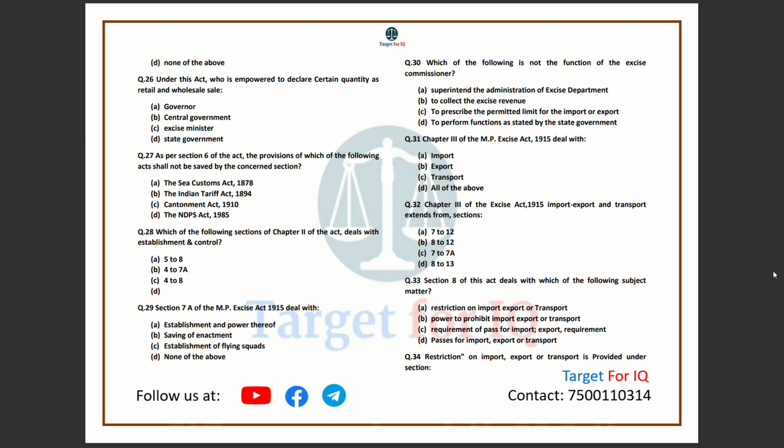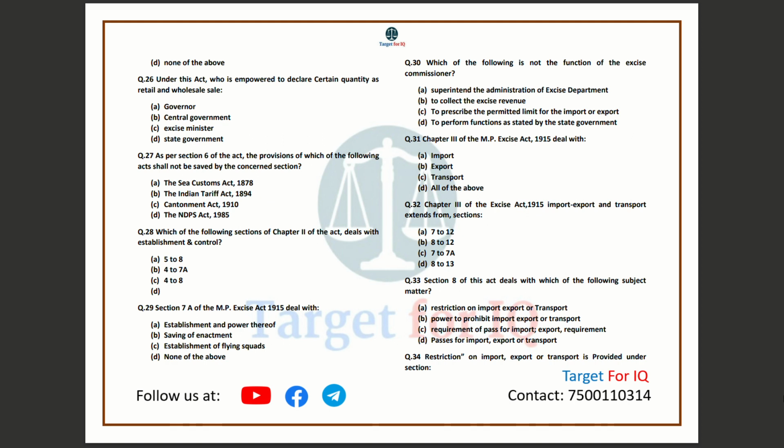Question number 32. Chapter 3 of the Excise Act 1915 deals with import, export, and transport, which extends from sections option A, 7 to 12, B, 8 to 12, C, 7 to 7A, and D, 8 to 13. So the correct answer to question number 32 is 8 to 12.